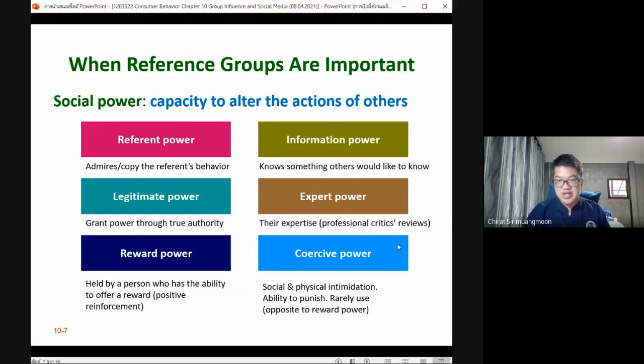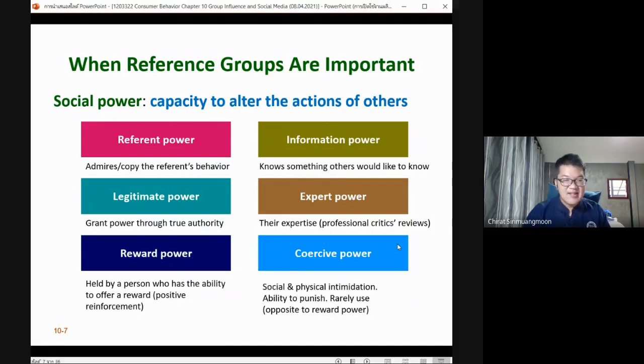Information power. If you have some people who know something, then you will listen to them before you make a decision. This is how information power happens. In other terms, they know something others would like to know. So if I want to go to Japan, I might ask some people who travel a lot to Japan.